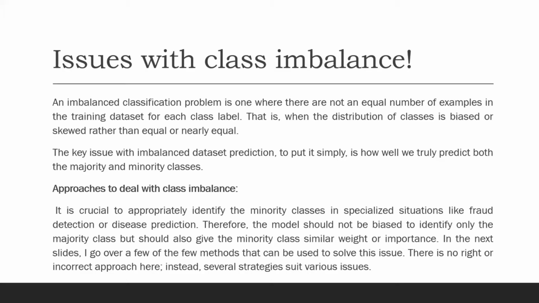So what are the approaches to deal with class imbalance? It's crucial to appropriately identify the minority classes in specialized situations like fraud detection or disease prediction. Therefore, the model should not be biased to identify only the majority class, but should also give the minority class similar weight or importance. In the next slides, I go over a few methods that can be used to solve this issue. There is no right or incorrect approach here. Instead, several strategies suit various issues.